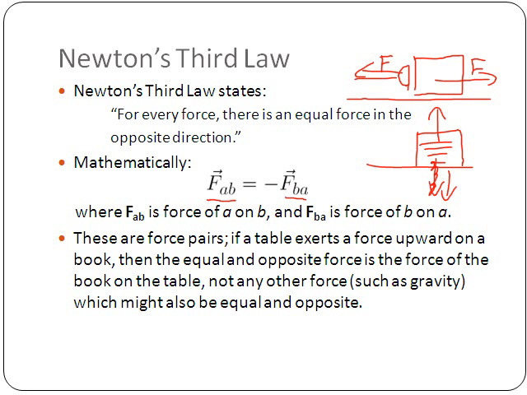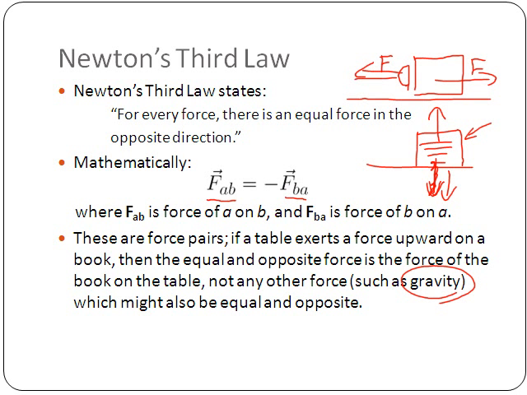Sometimes you can confuse this with the fact that sometimes two forces are equal. Say gravity is pulling down on this book. That force is equal to the force of the table on the book. But that's not the equal and opposite force, because the gravitational force is not the force between the book and the table. It's the force between the book and the earth. If the earth pulls on the book with a force of, say, 5 newtons, then the equal and opposite force is the book exerting a force of 5 newtons upward on the earth.